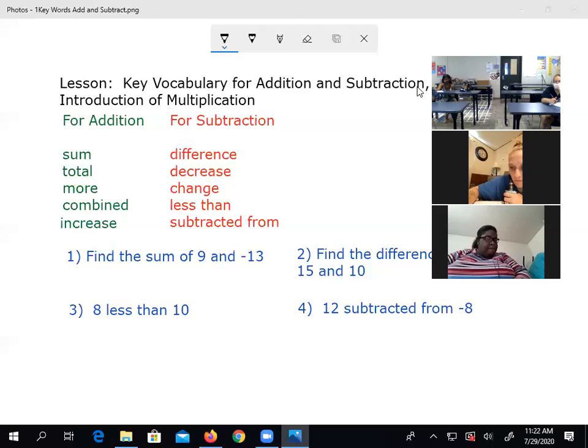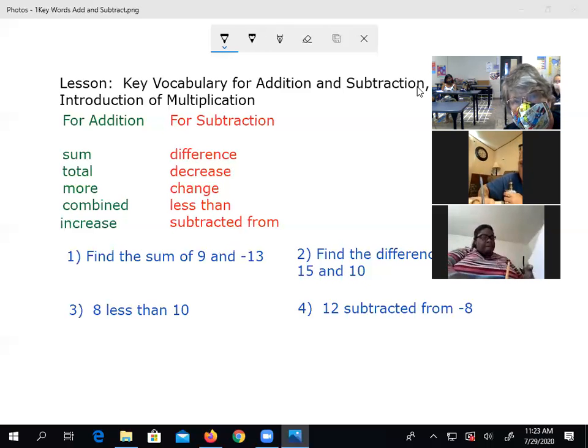A lot of this stuff we already do intuitively, because we don't read math on paper. It's all oral, so we don't even think about it. But when you're reading the math, look for those key words. They can help you out. The word change could help. That means I probably need to take the difference, or subtract. Less than will mean subtract, and subtracted from, of course, would mean subtract.